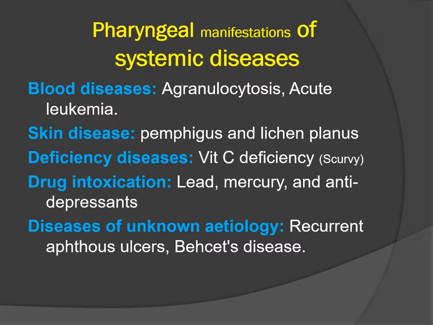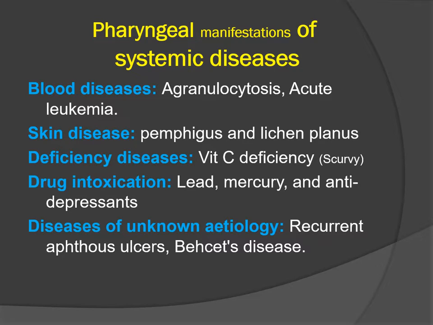Also skin lesions like pemphigus and lichen planus. These are dermatological lesions. Before they appear on the skin, they may appear in the pharynx in more than 70% of cases. So you may diagnose and then refer the patient to the dermatology department.